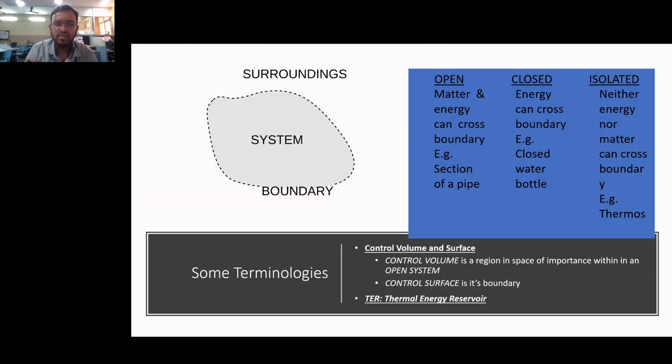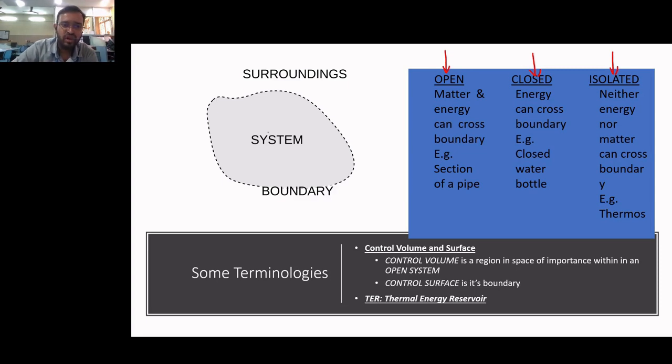All right. Next, as we have already talked about systems and surroundings, we are going to try to classify these systems. The way we classify systems is as open system, closed system, and isolated system. Now, as I said, a system is a region in space which is being analyzed. The limits that you define are known as your boundary. Everything outside the system is known as the surrounding, and the system plus surrounding is known as the universe.